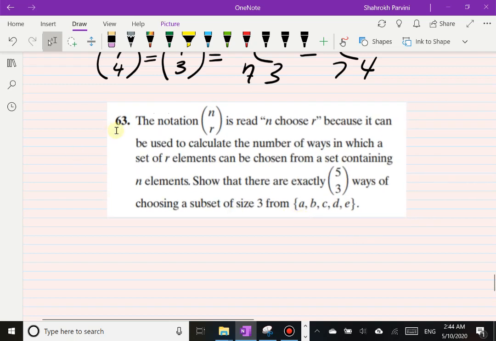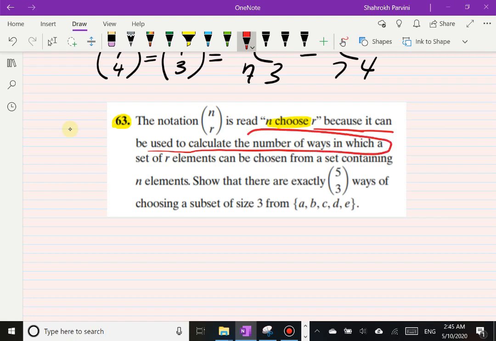Okay. This is an exercise in the book, which I didn't assign. I just want to give you a heads up on your statistics and why it's called n choose r. What exactly are we choosing here? This notation is called n choose r. The reasoning is that it can be used to calculate the number of ways in which a set of r elements are chosen from a set of n elements. That's what that choosing is.